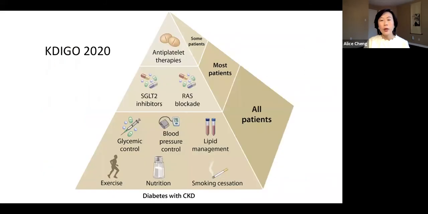With respect to other therapies, they put this into a pyramid to give us a context. All patients should be achieving the things down here: lifestyle modifications, glucose control, blood pressure control, lipid control. Most patients should receive SGLT2 inhibitors and RAS blockade, and I would argue almost all would fit into this category. And then for some patients, antiplatelet therapies.